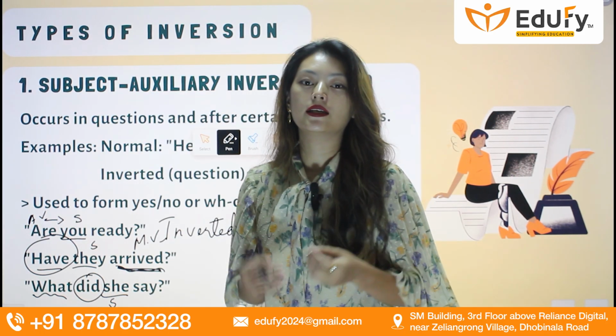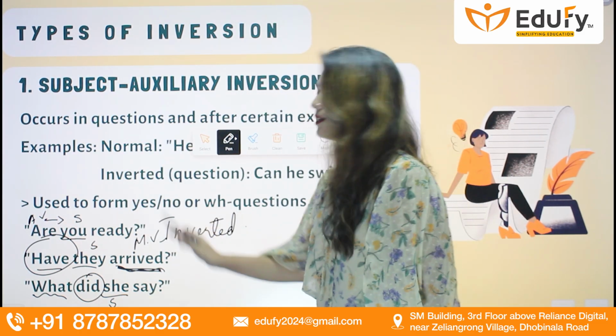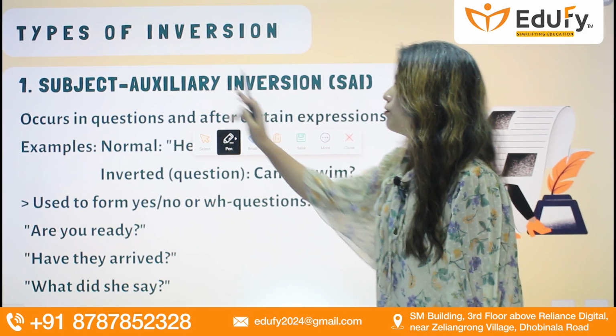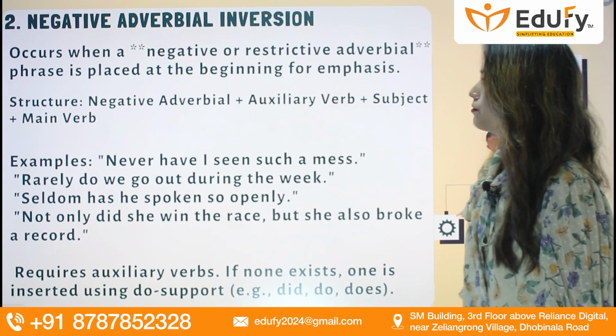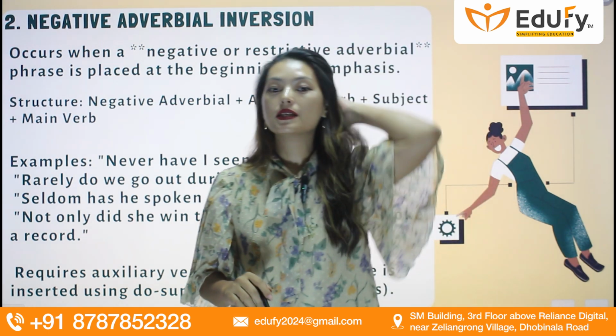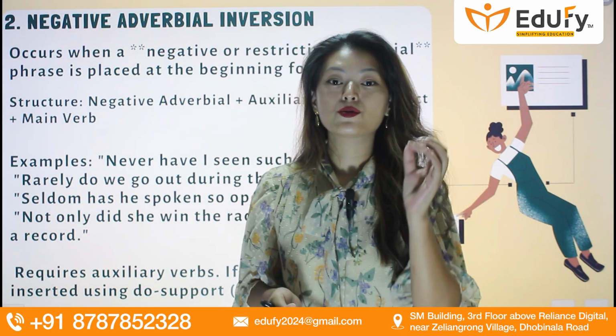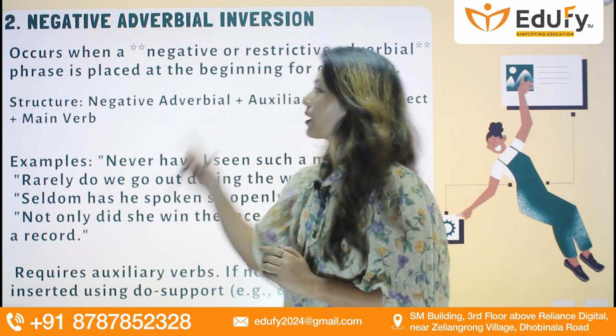What is basically an interrogative word used to ask the question and not a verb at all. So that is the main usage of the first type of inversion. Let's look into the second type of inversion. It's negative adverbial inversion. This means sentences that begin with a negative adverb can be written in the inverted form.